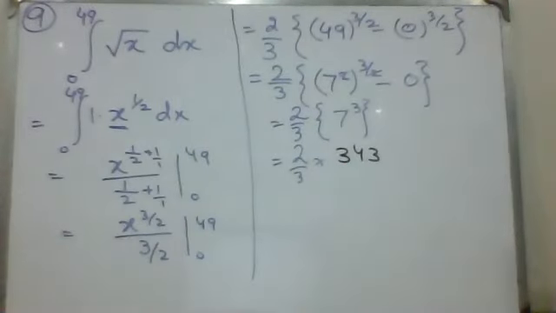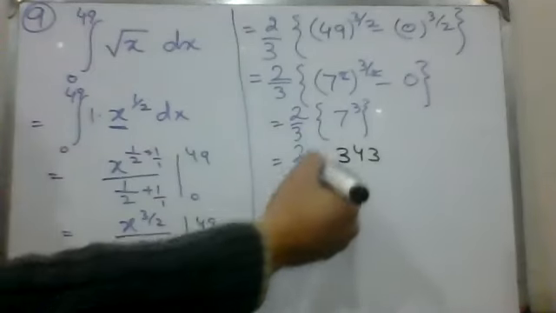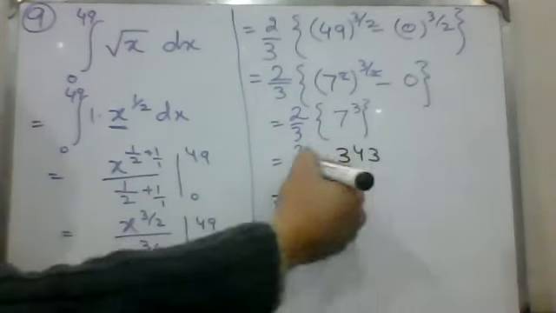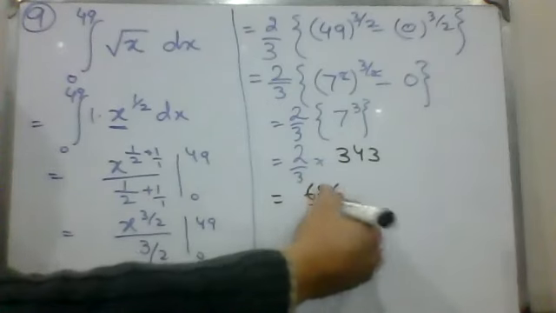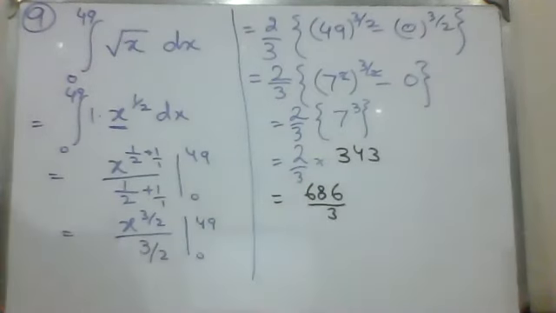Is it possible that that term is cancelled? No. So we can multiply 3 twos are 6, 4 twos are 8, 3 twos are 6, divide by 3. If you can divide that, you can answer in decimal form.